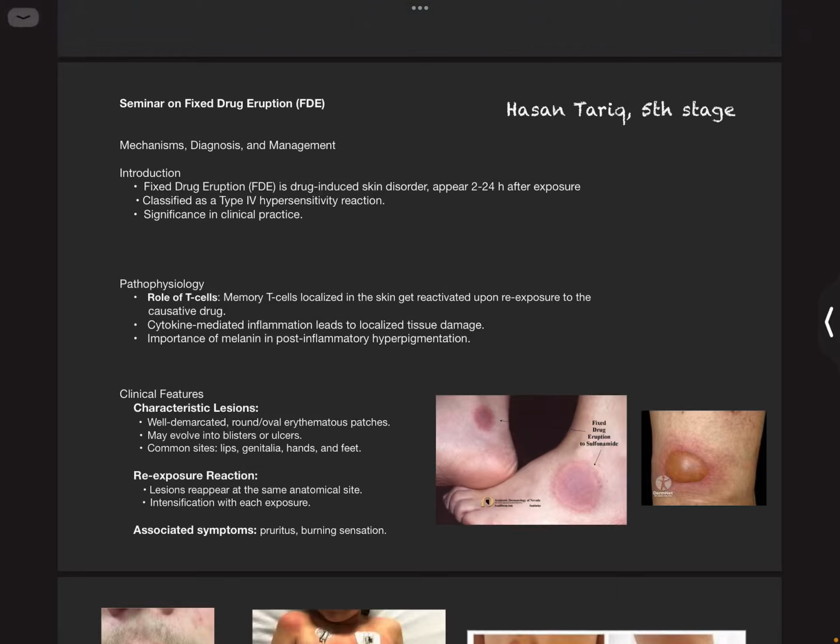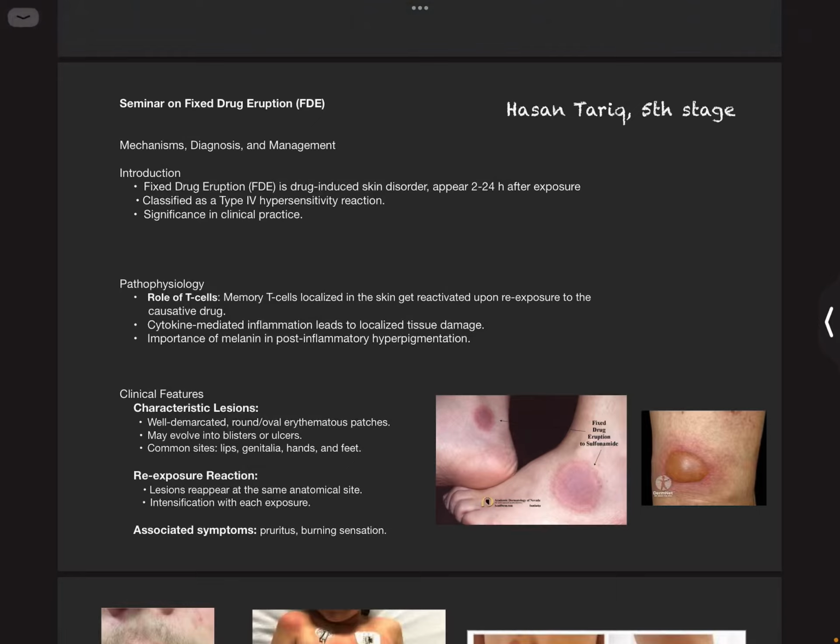Related to pathophysiology, the role of T cells: memory T cells localized in the skin get reactivated upon re-exposure to the causative drugs. Cytokine-mediated inflammation leads to localized tissue damage, and melanin is important in post-inflammatory hyperpigmentation.